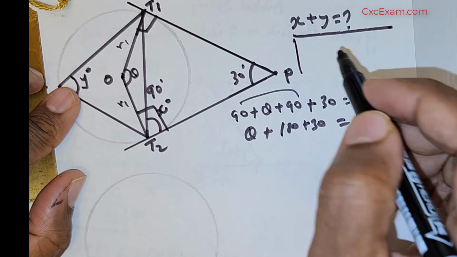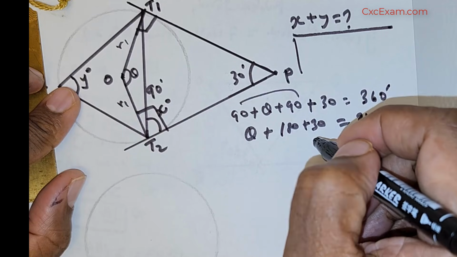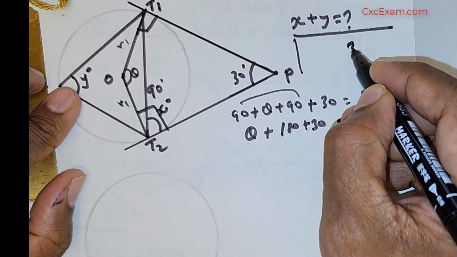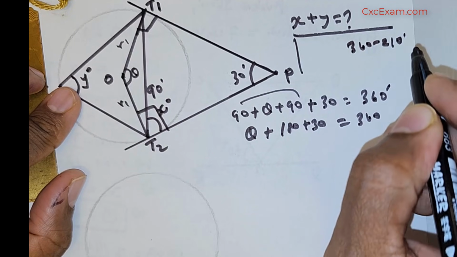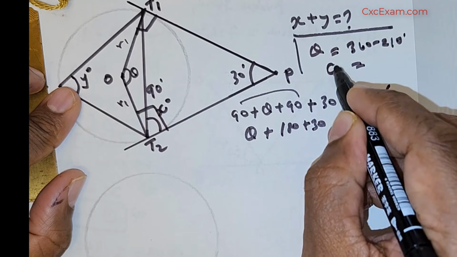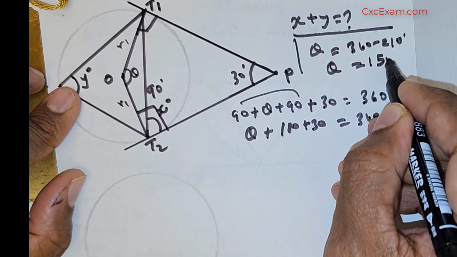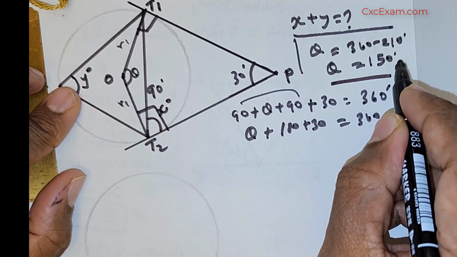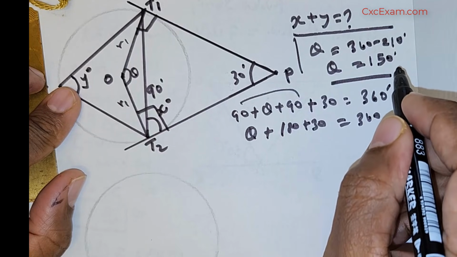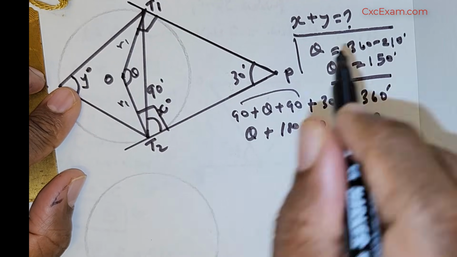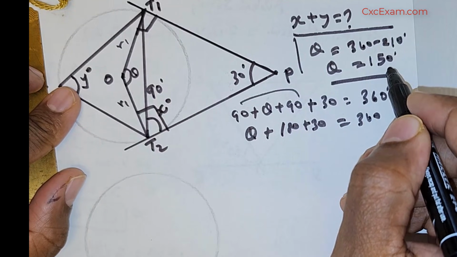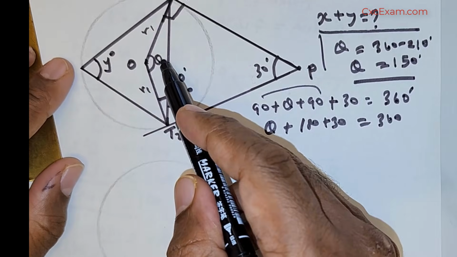So let me use the space here. This is going to give me 210 degrees. So you have 360 minus 210. What is this? This is nothing but theta. So theta is going to be equal to 150 degrees, right? So 360 degrees minus 210 gives me 150 degrees. So theta is 150 degrees.